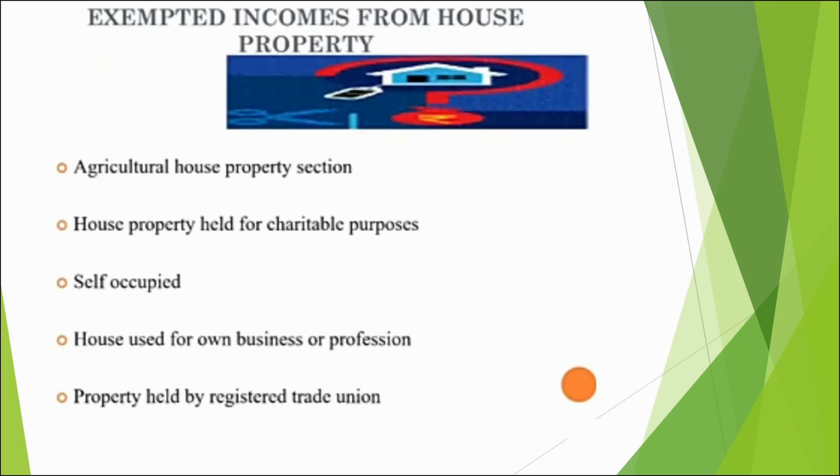Next, second one is house property held for charitable purposes, section 11. Any income from a house property held for charitable or religious purposes, for example, rent from shops owned by a temple, is also exempted.